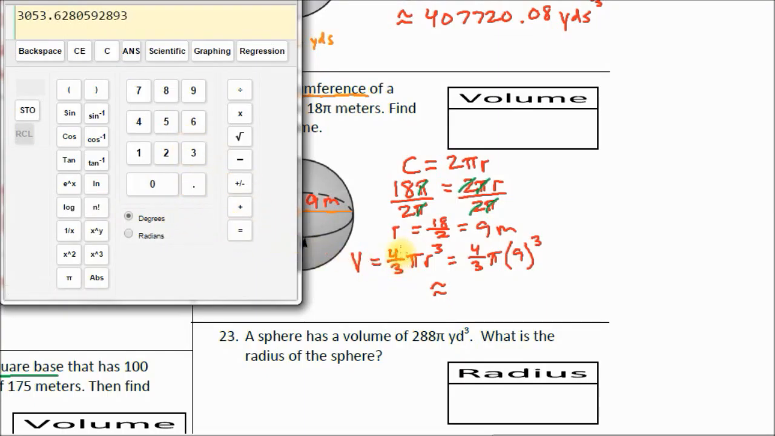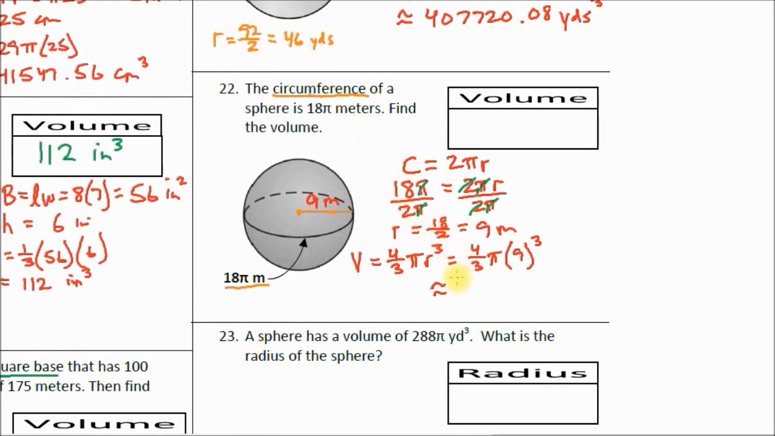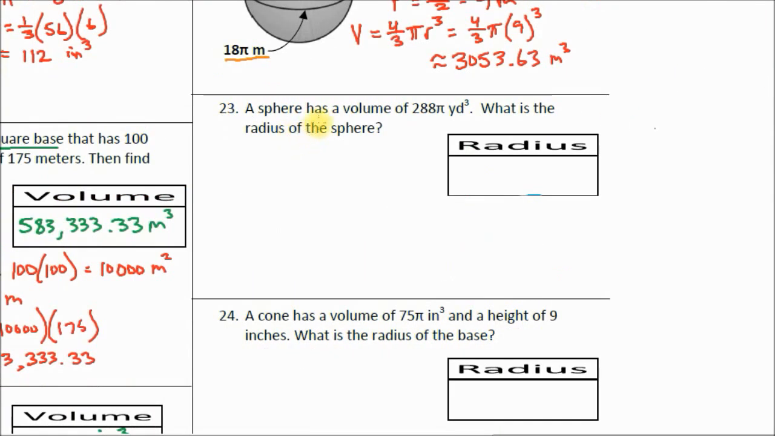We've got 3053.62, and the next number is 8. That's going to round the 2 up, so 3053.63. 3053.63 meters cubed. Our final answer, 3053.63 meters cubed. Okay, question number 23.